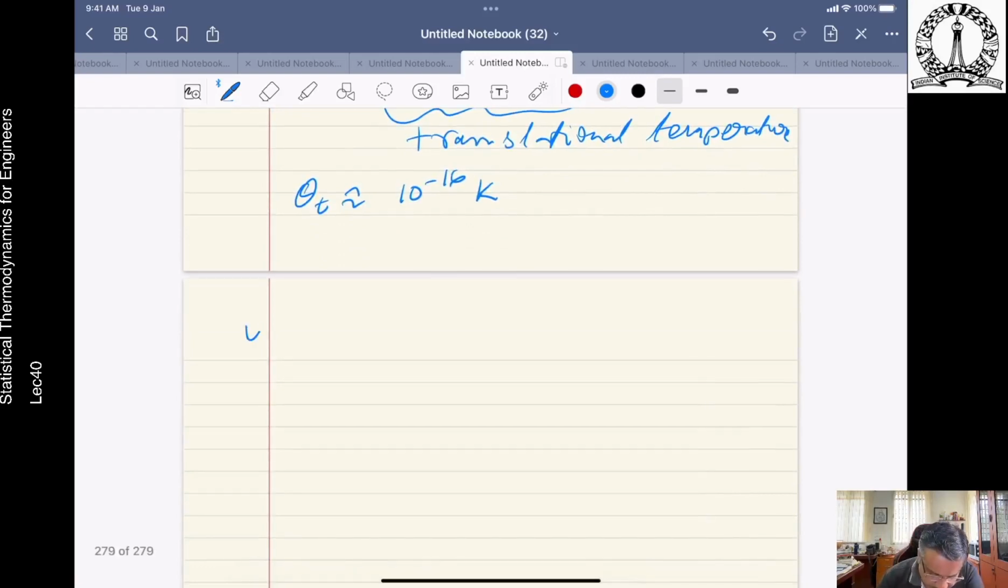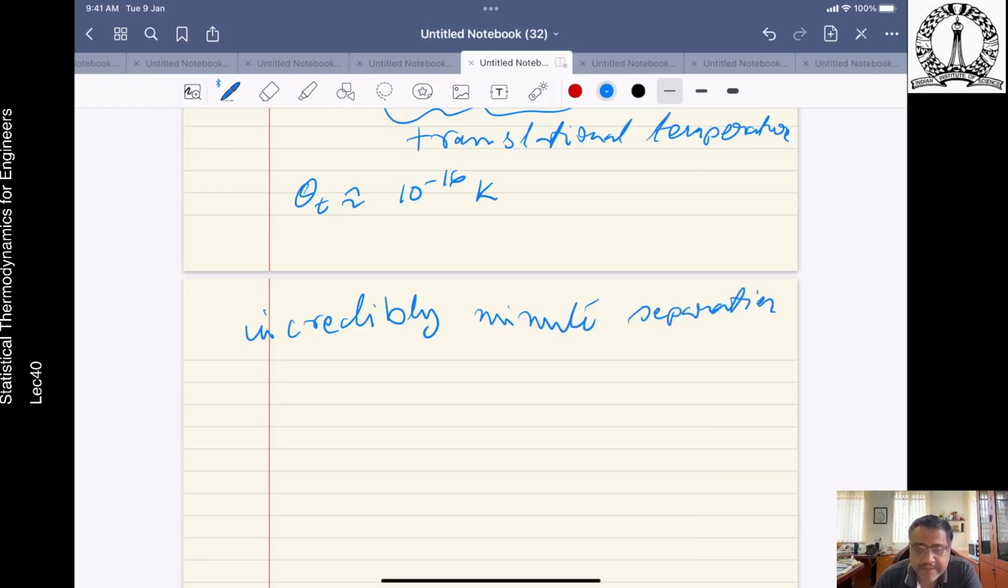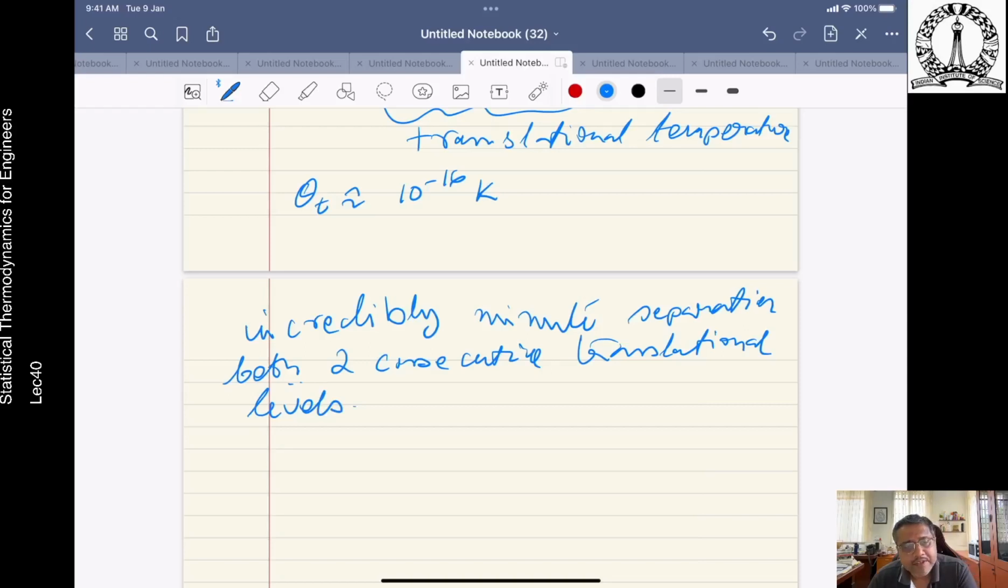So the incredibly minute separation between two consecutive translational levels leads to an almost continuous distribution of translational energy.